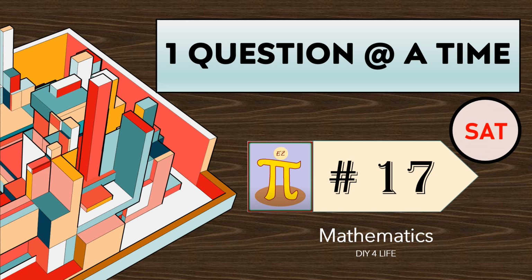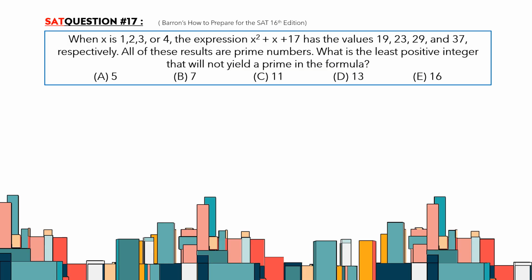The SAT series. Question number 17. When x is 1, 2, 3, or 4, the expression x squared plus x plus 17 has the values 19, 23, 29, and 37, respectively. All of these results are prime numbers. What is the least positive integer that will not yield a prime in the formula?